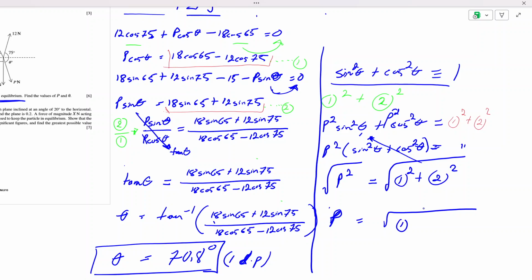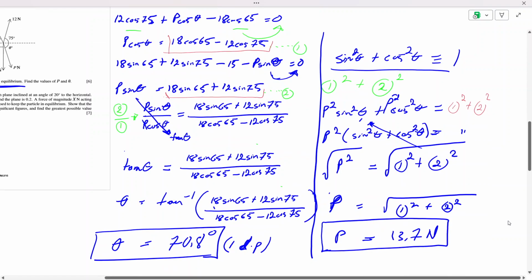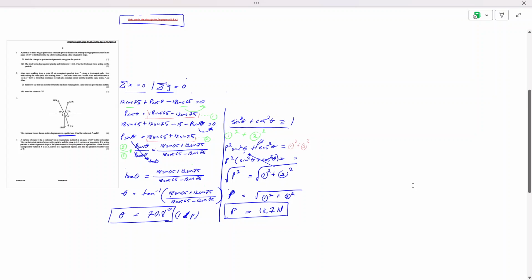When you plug those in the calculator, this is 1 squared, and then you also plug 2 squared. That's what I'm representing with the 1s and the 2s. You're going to get your value of P as 13.7 newtons. And that's it. Those are your 2 answers. There you go.